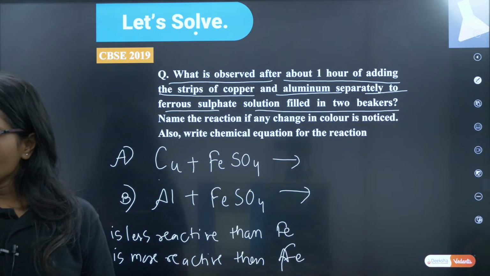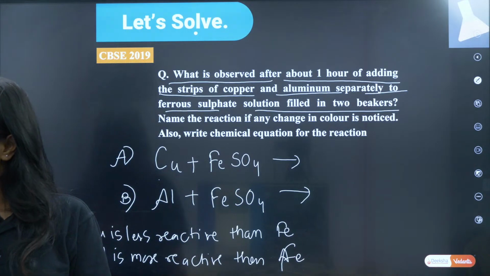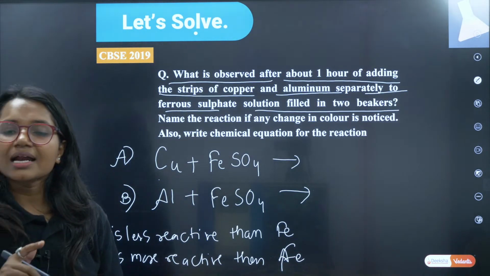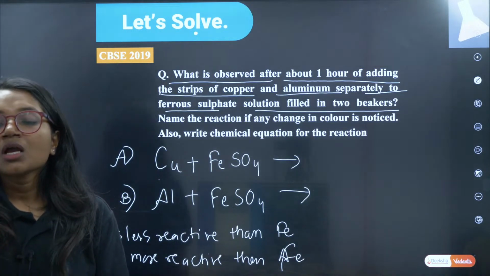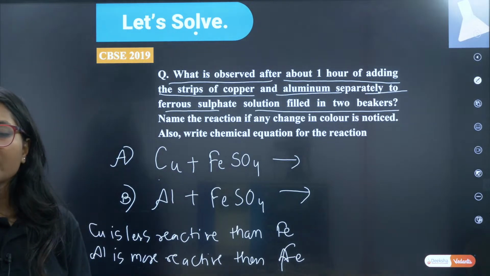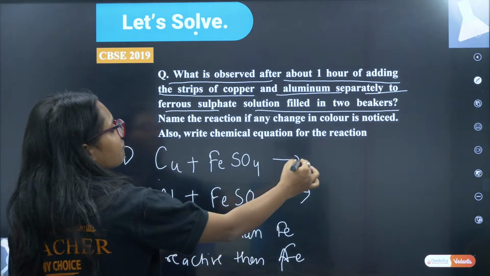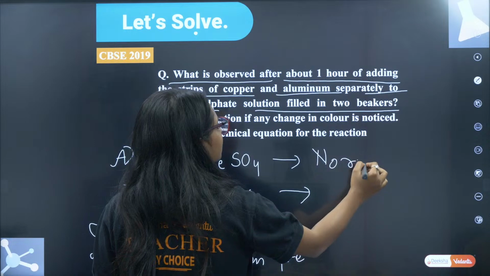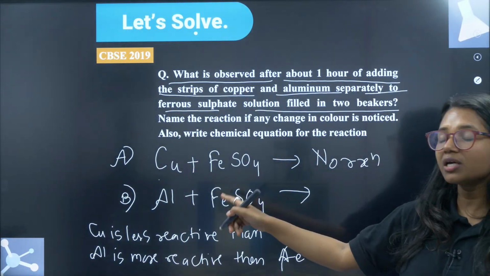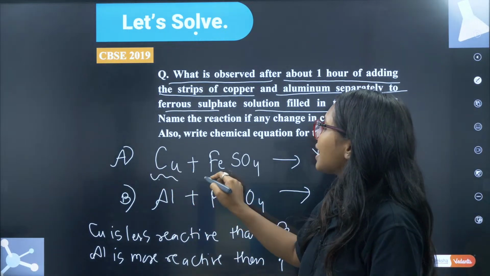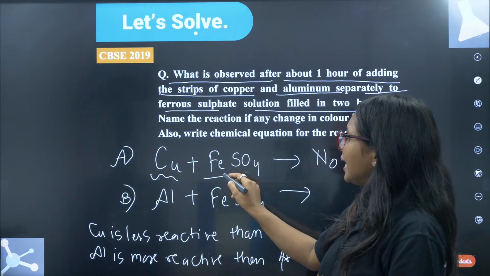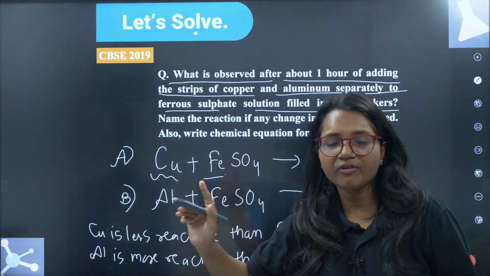Copper, no reaction. Very good. Since copper is less reactive, absolutely correct. There will be a reaction with aluminium. In the first case, no reaction. Why, guys? Because copper is less reactive than iron. Copper will not be able to displace iron from iron sulfate.